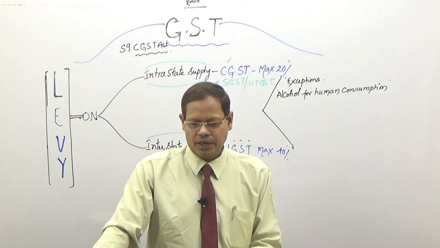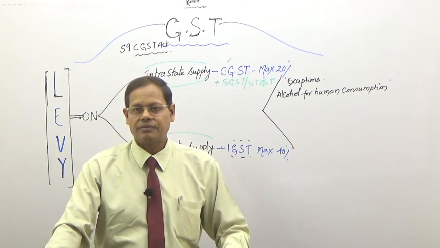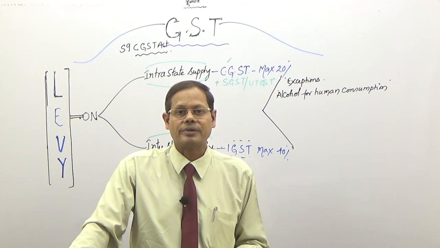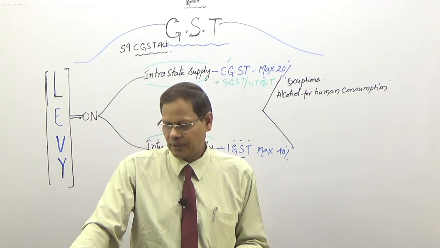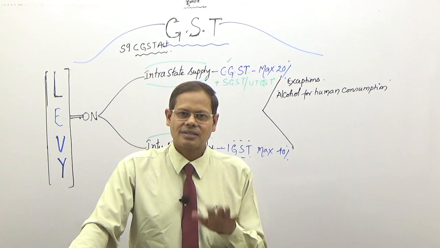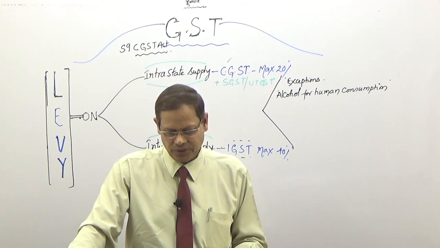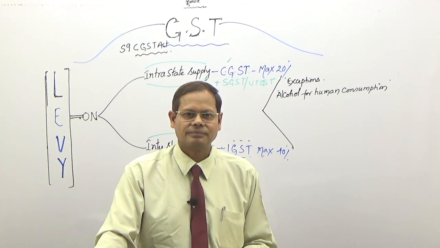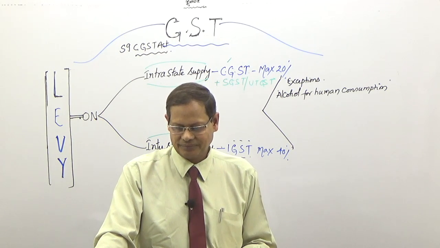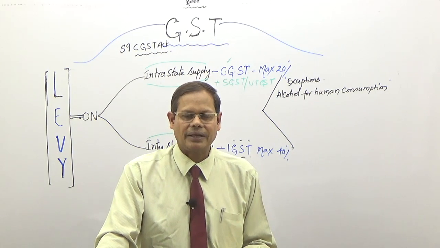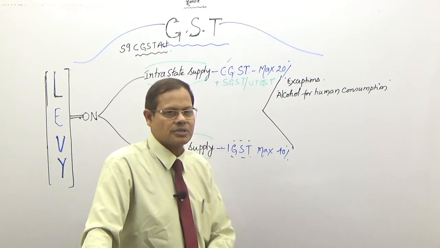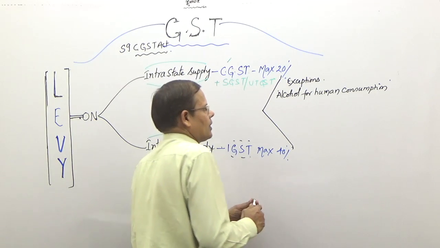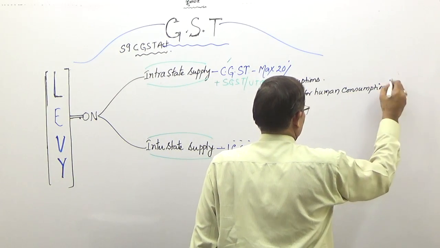And what about the sale? Earlier, when there was a sale, VAT or CST was being collected by the respective state governments. Now, on sale, they will collect GST. Sale is a supply now. So, alcohol for human consumption is kept outside because it is falling under state excise. And the second one is alcohol for human consumption is out of GST.